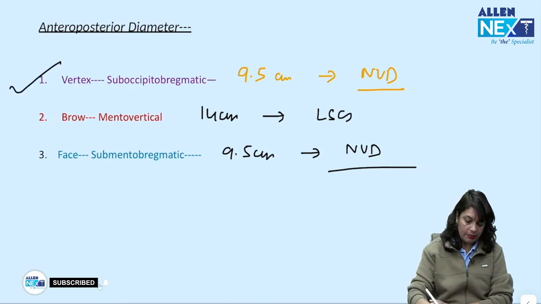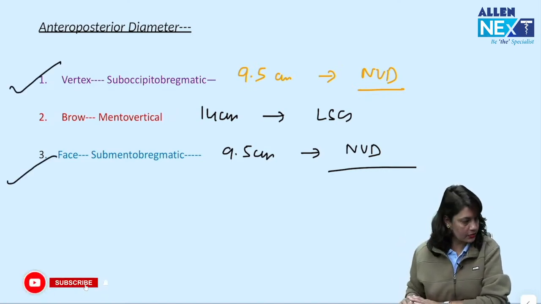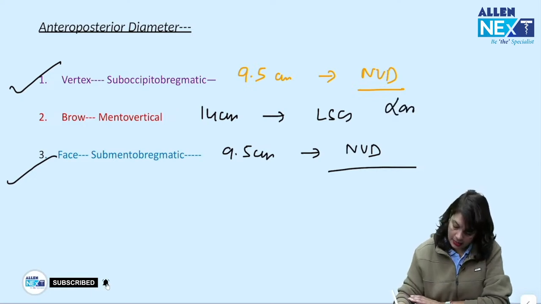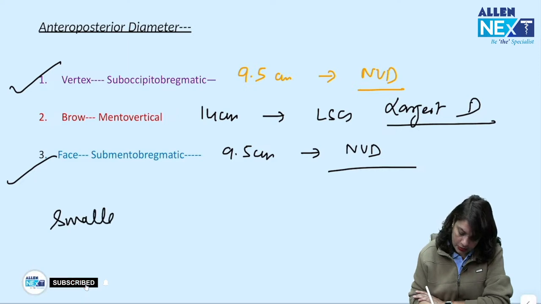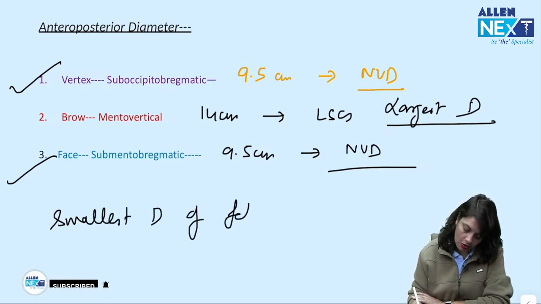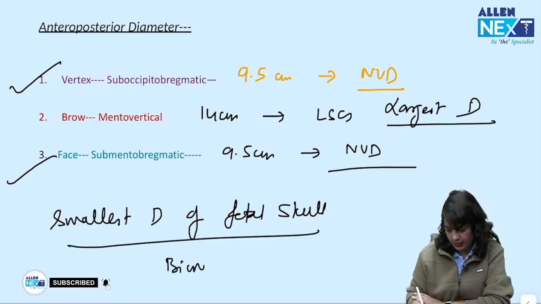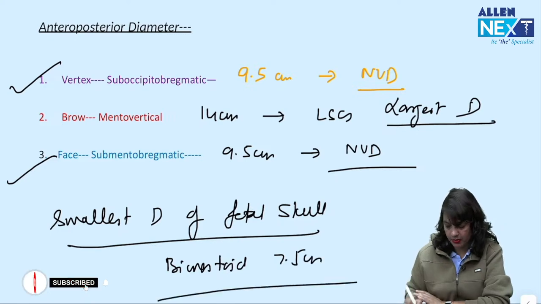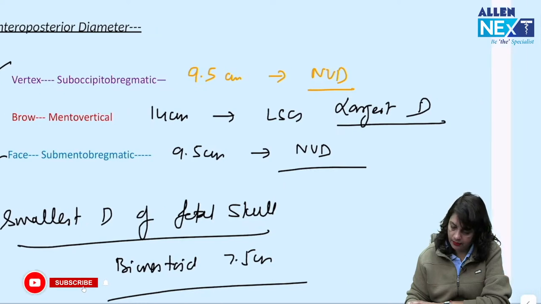So in vertex and face, normal vaginal delivery can take place, but in brow you have to do cesarean because that is the largest diameter of the fetal skull. The smallest diameter of the fetal skull is bimastoid, that is 7.5 centimeters, and that is the transverse diameter of the fetal skull.